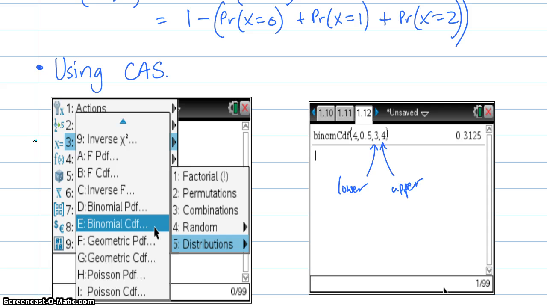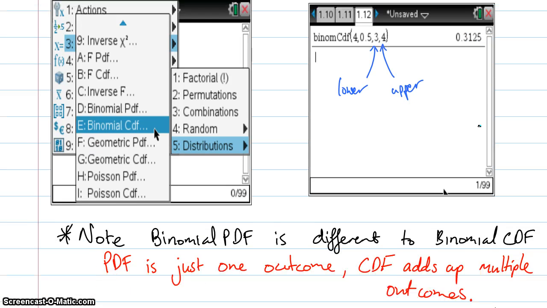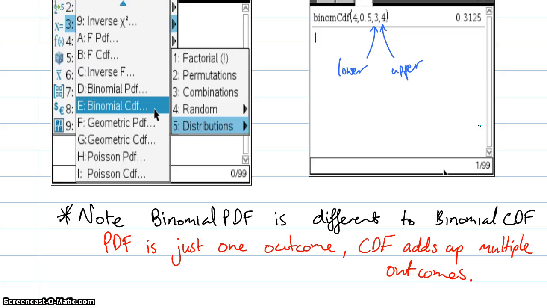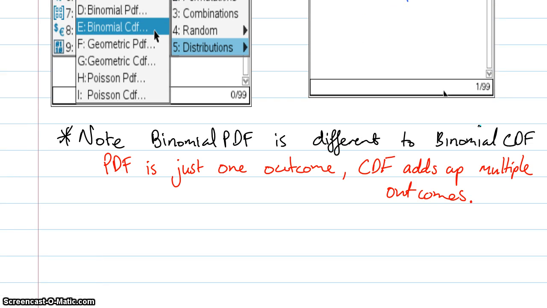So when we're doing BinomialCDF, we can put our lower bound in and our upper bound in and get the answer. But we just need to note that BinomialPDF is different from BinomialCDF. PDF is just one outcome, CDF adds up multiple different outcomes. They're both quite useful, it just depends on the question that you're actually after. So hopefully that's explained the difference between BinomialPDF and CDF.